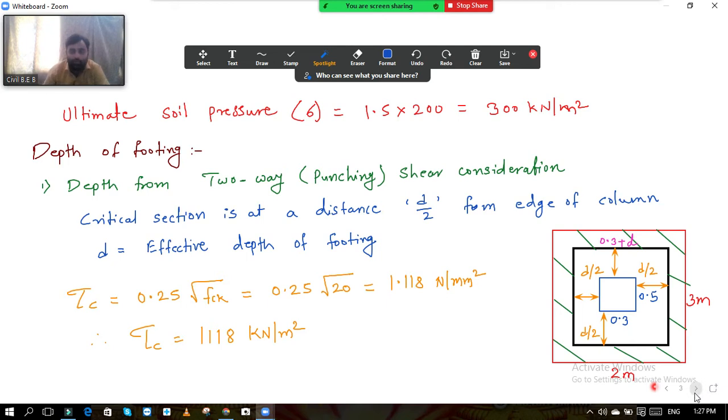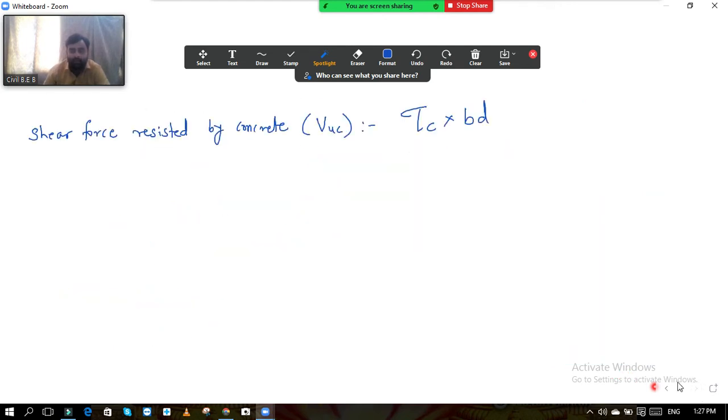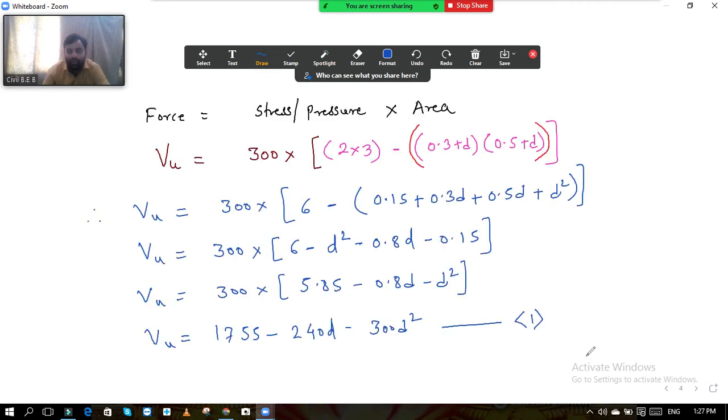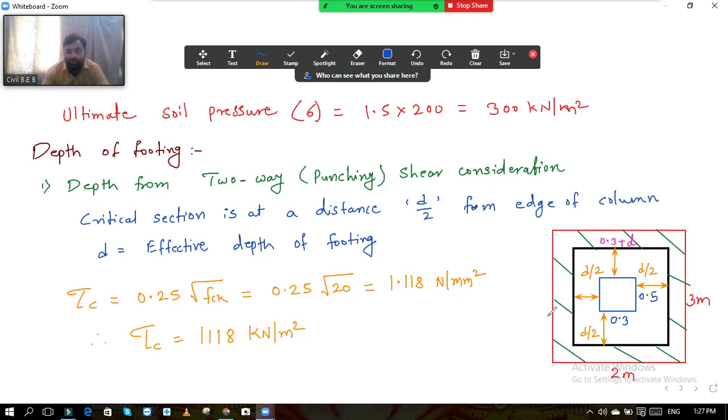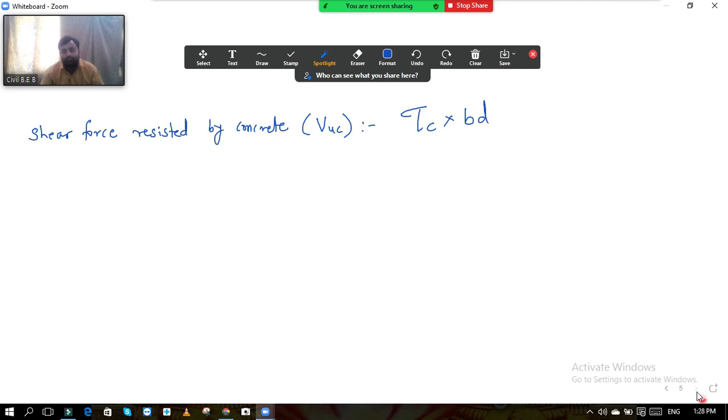For your better understanding, I will draw the diagram again so that you will be able to understand this. I will draw the diagram of this black portion. Whatever contact area this black portion will have with the footing, I will show over here. So now I will draw the diagram once again.